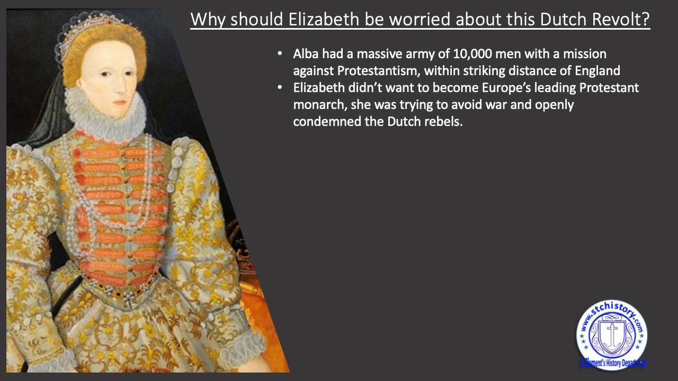These people could just invade at any time. Elizabeth didn't want to become Europe's leading Protestant, though. She doesn't want to be the hero of the Protestant faith. She just wants to deal with England and get England sorted. So she's going to try and avoid a war wherever possible. And she openly condemns the Dutch rebels, even though she helps the sea beggars and steals some of the gold from Philip. So there's Elizabeth in a nutshell for you right there.